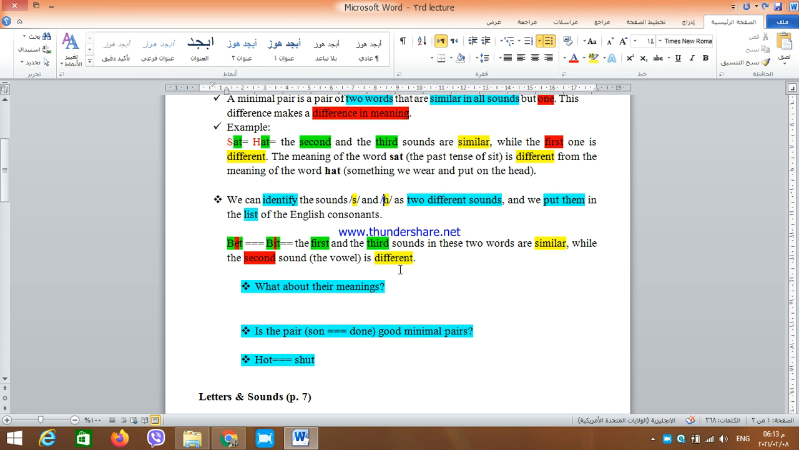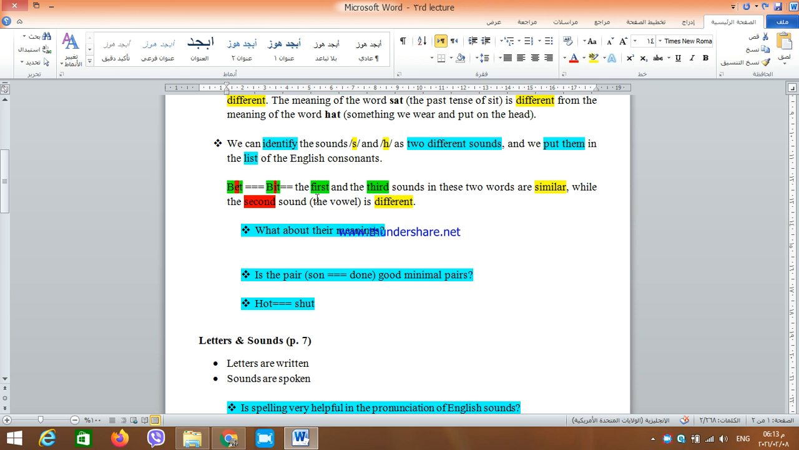Now we have another example, and this time this is an example of a consonant difference. "Sa" is a consonant sound and "ha" is a consonant sound. So what we get from this example is that we have two consonant sounds that should be realized in the English language list of sounds.